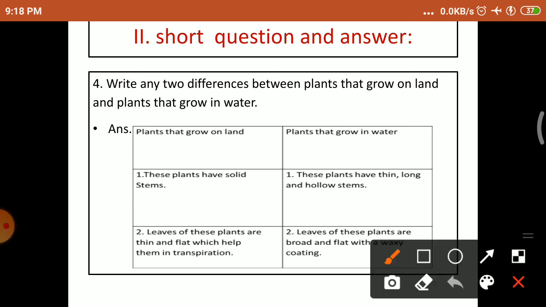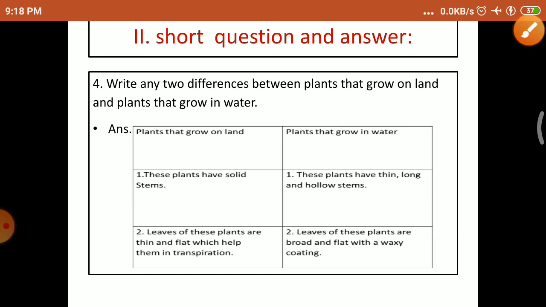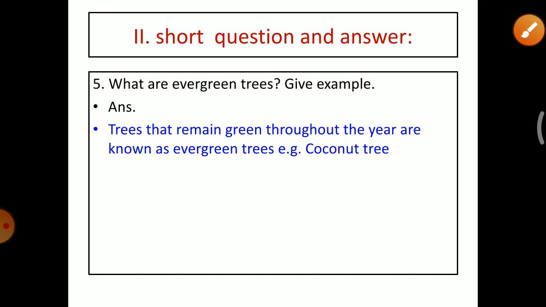You have to draw a tabular column, then write it. After completing this, you have to draw a double line. The last question: what are evergreen trees? Give an example. Trees that have leaves throughout the whole year are called evergreen trees. Example: if you take coconut, rubber, teak trees, these are examples of evergreen trees.